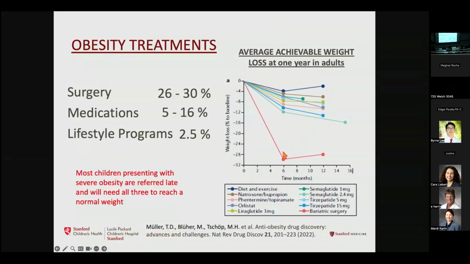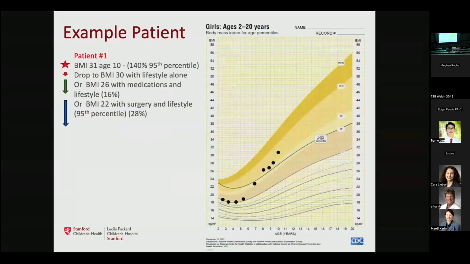But the truth is that most children presenting with severe obesity are referred late. All of those growth curves were real children, and they were all like that when they presented to me. And you saw the BMIs were 60, 50, and 65. So most of them are going to need all three: medication, surgery, and lifestyle programs. And let me give you an example of this. If you take patient number 1, this patient has a BMI of 31 at age 10. That is 140% of the 95th percentile. So this patient would qualify for bariatric surgery.